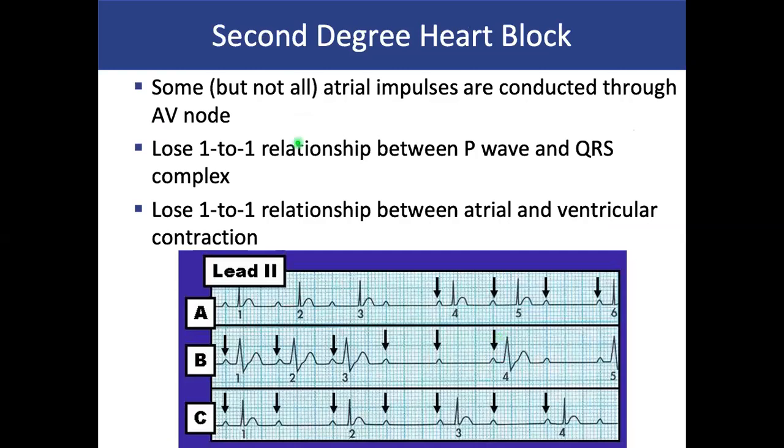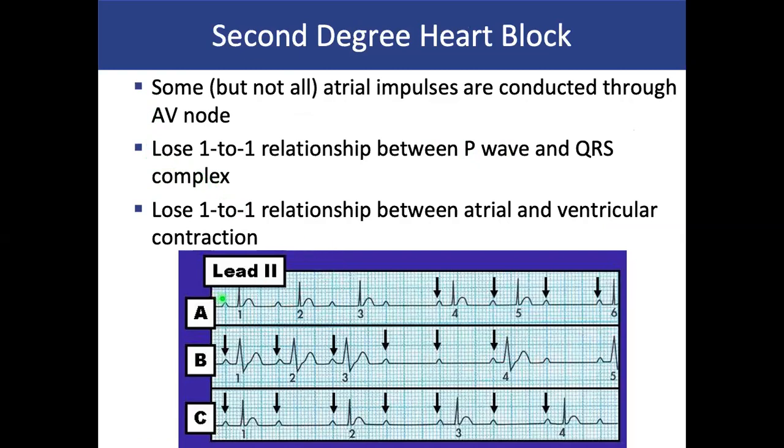Second degree heart block is a little bit more severe. Some of those impulses are getting through to the AV node, but some of them aren't. Because that AV node is more damaged, you lose that one-to-one relationship between the P and QRS. Okay, and you lose that one-to-one relationship between the atria and ventricle contraction.